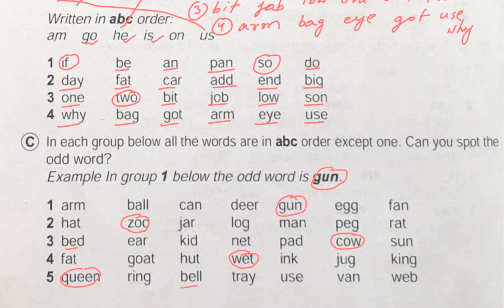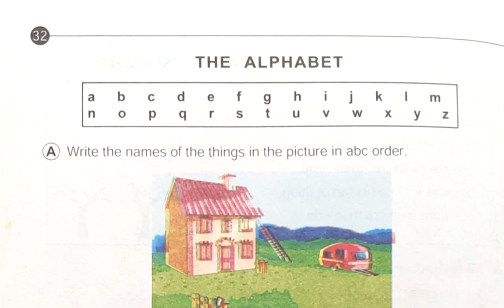Okay, so today we have done page number 32. The topic is the alphabet. It's a very important topic. You have to practice it at your home to get a clear idea about it, though it's so easy.